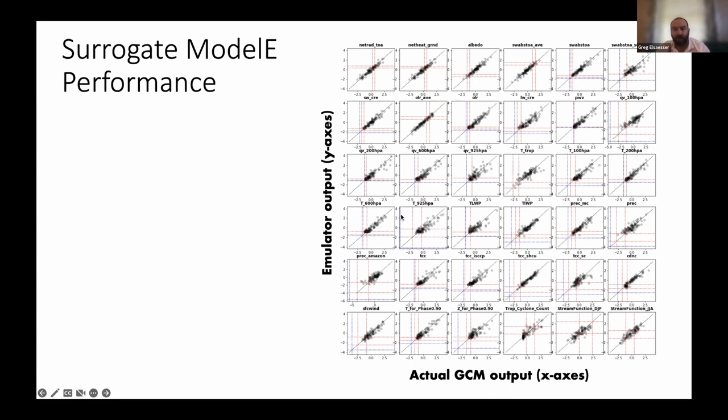They span radiation at the top of the atmosphere, water vapor, different cloud fields, tropical cyclone count, all kinds of things that we use here in diagnostics. And here I'm just showing the success of the emulator in reproducing what the actual GCM output is. So we have a workable emulator.